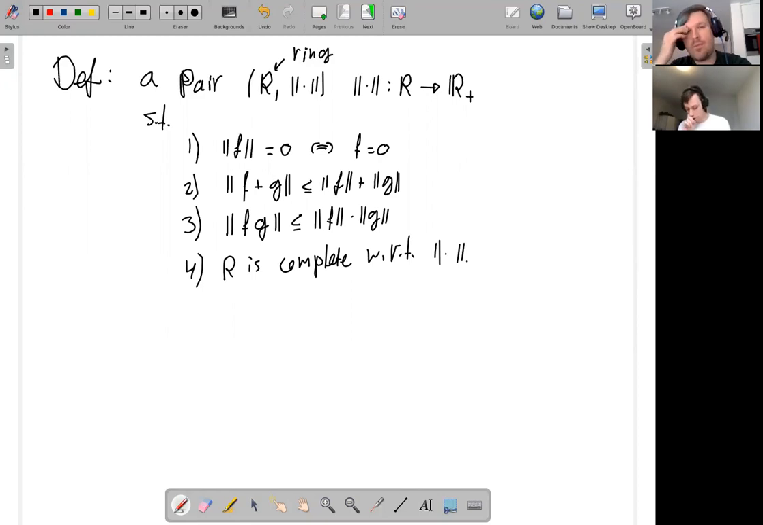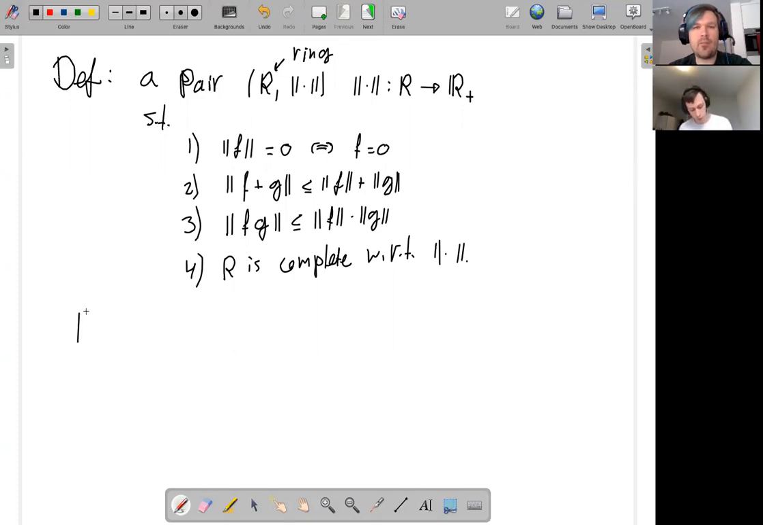If you have a norm, you get a topology, a metric topology, where this becomes a metric space. And then you get this notion of Cauchy sequences and convergence. And you say the pair is complete if R with this topology is complete with respect to this norm.